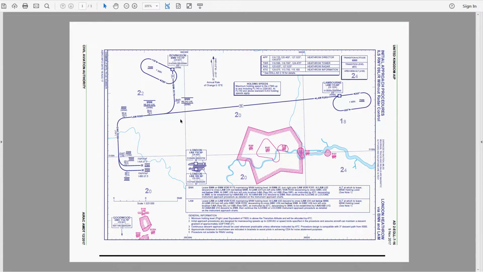They may tell you to slow down. Speedbird 737, reduce speed 180 knots. Then at this point, they would say, let's see, what would they say at this point?